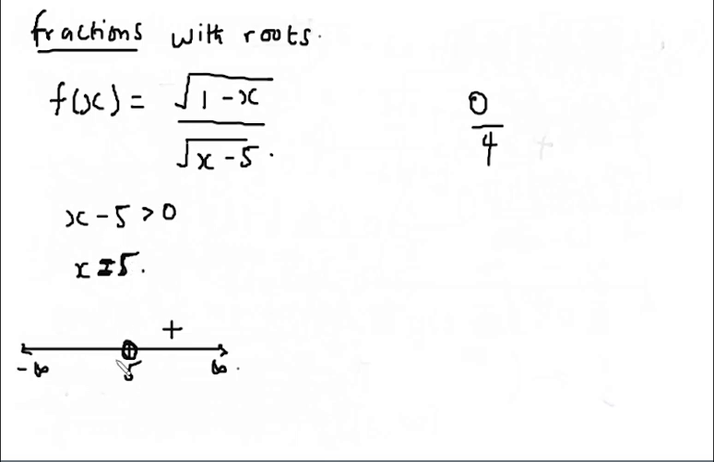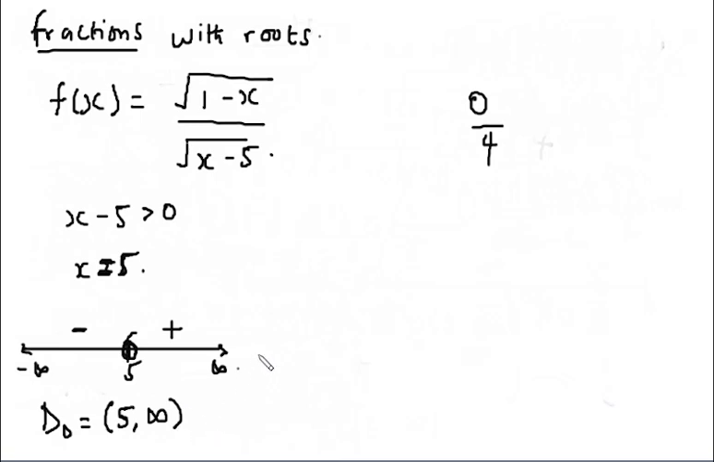So if you pick a number less than 5, say 2, 2 minus 5 is negative 3, and that doesn't satisfy our inequality. So it is here. So the domain of our denominator, I'll call it D_d, the domain of our denominator is between 5 and positive infinity.